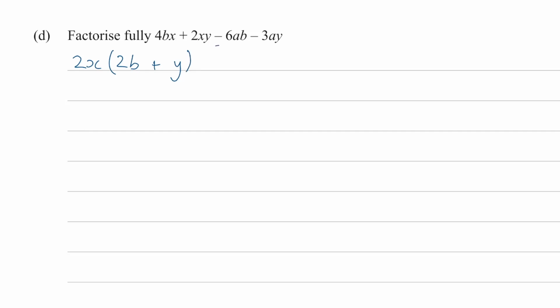And now we can look at the next two terms. Again, looking for the highest common factors. So between -6 and -3, that will be -3. Between ab and ay, that would be an a. And then what are we left with? So -3a times what gives us -6ab, positive 2b. -3a times what gives us -3ay. That's just positive y.